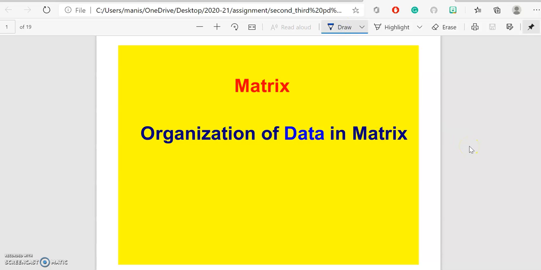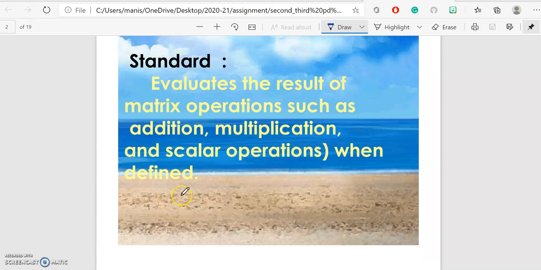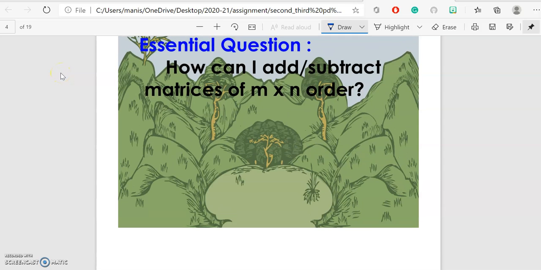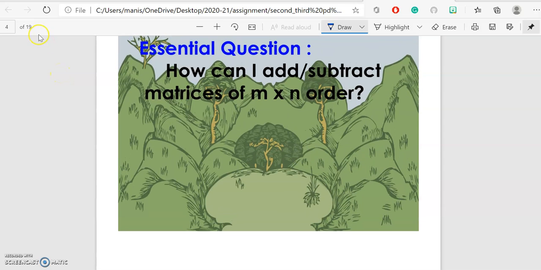Today we will learn how to organize our data in a matrix. Our standard for the day is to evaluate the result of matrix operations such as addition, multiplication and scalar operations when defined. Our objective is students will be able to add or subtract matrices of different order. Our essential question of the day is how can I add, subtract matrices of m by n order?